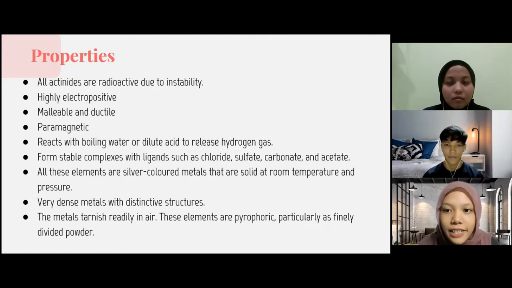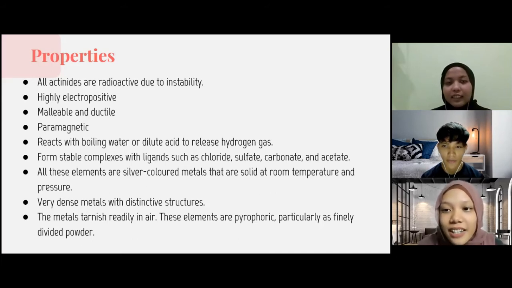Thank you, Zaki. For the properties of actinides, first, all actinides are radioactive due to instability because they have an atomic number more than 83. To become more stable, the nucleus of the actinides will undergo radioactive decay. Then, they are highly electropositive, meaning the atoms tend to lose electrons and form positively charged ions. They are malleable and ductile, meaning the actinide metals are fairly soft. They also have paramagnetic properties.